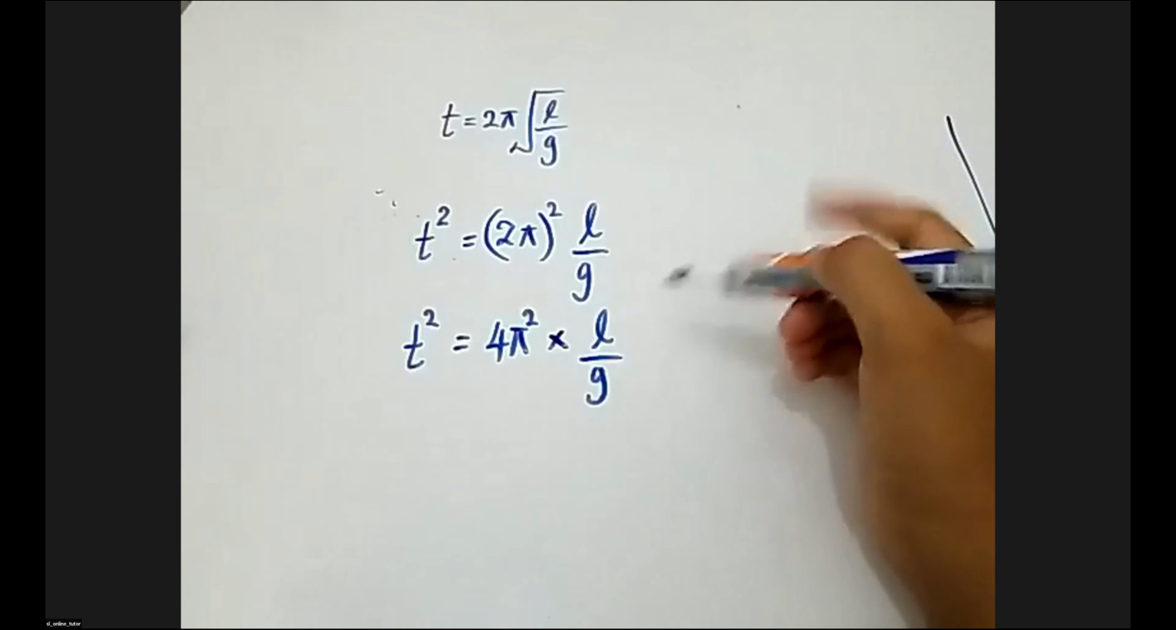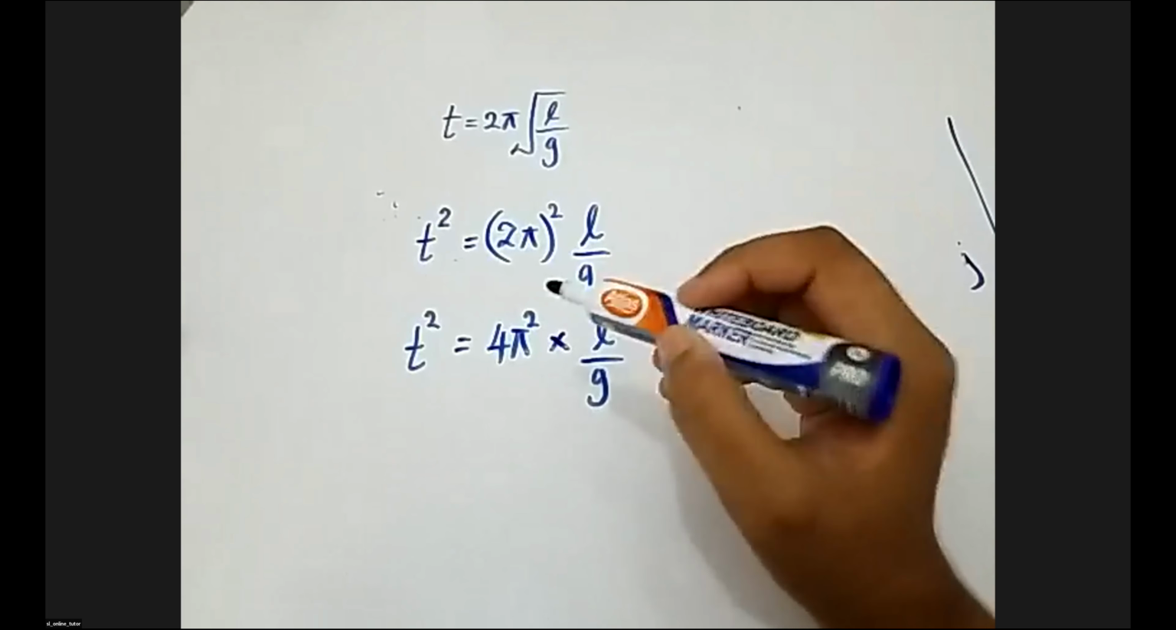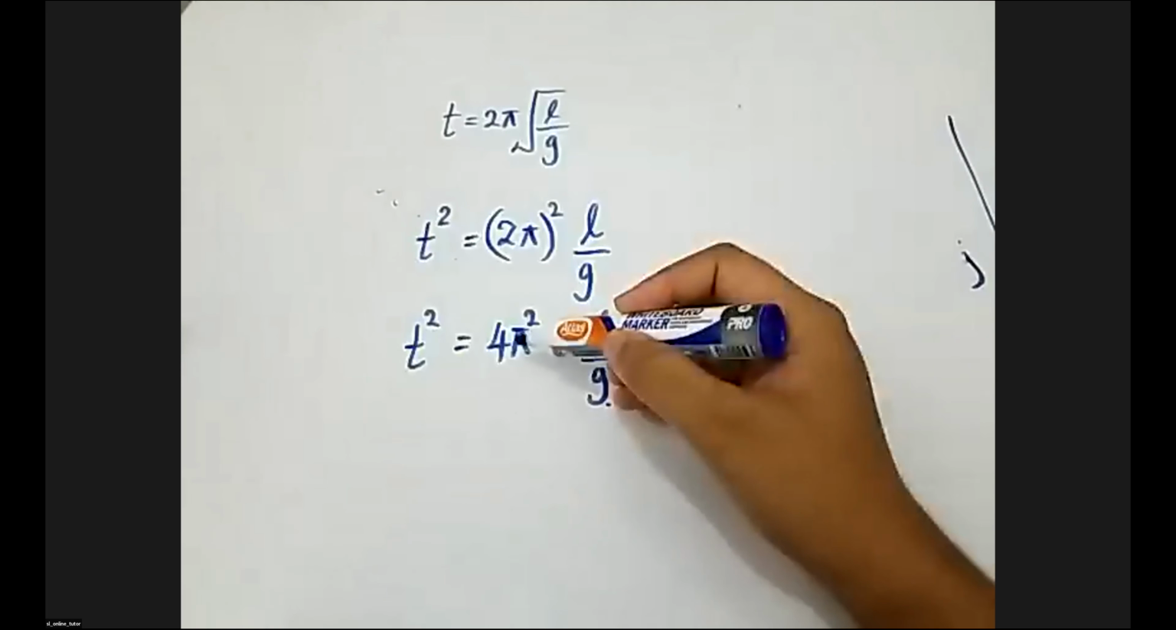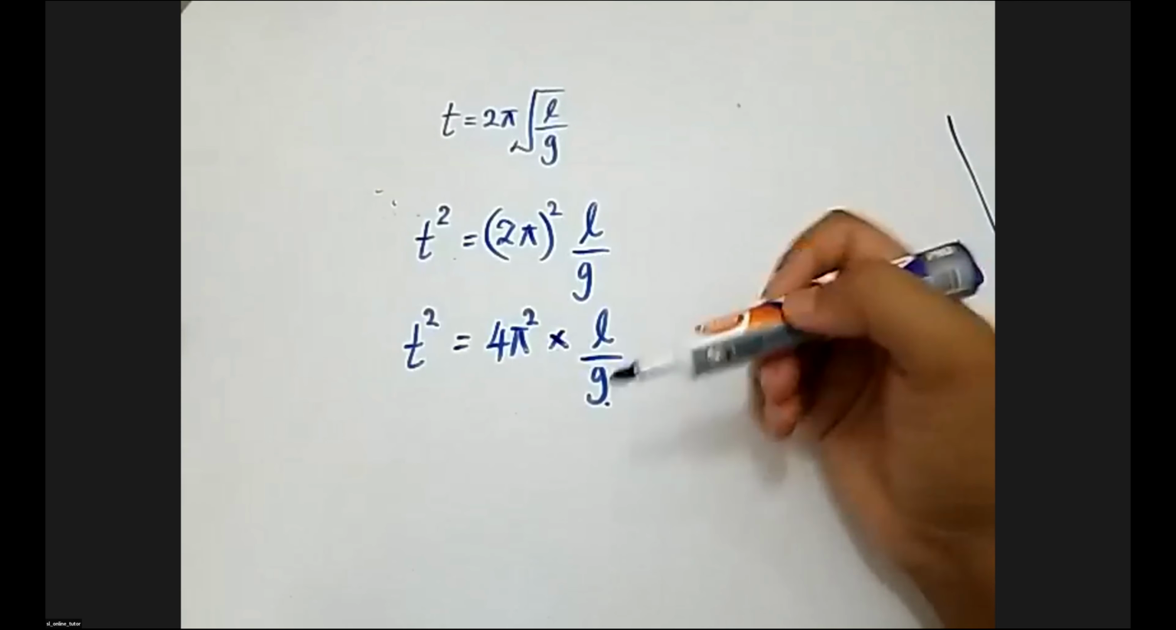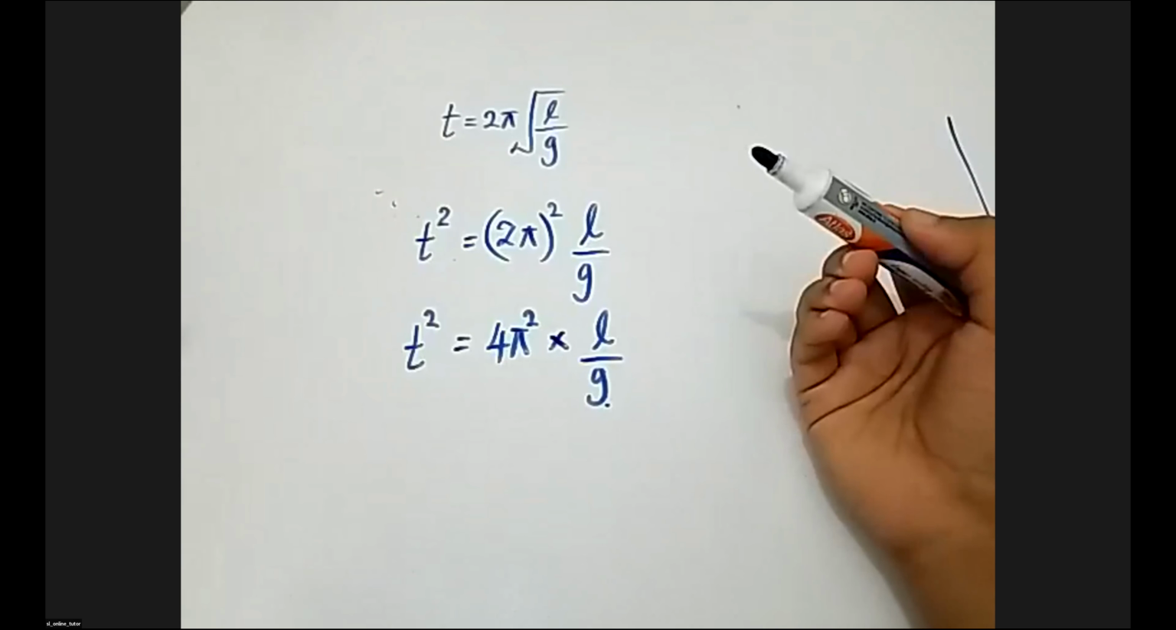What do we need now? L. What do we need to remove now? G and 4 pi squared. What can we remove now? First of all, what can we remove?